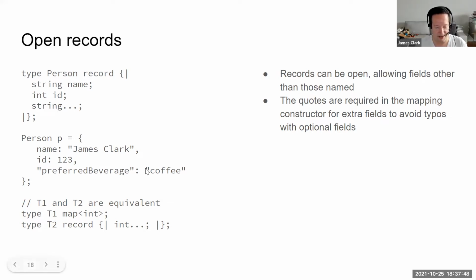And we require you to use JSON syntax here, because otherwise, if you have an optional field and you spell it wrong and you have an open type like this, it's very easy to make typos. So to make it clear that you really want to have an extra field here and you didn't just misspell an optional field, we require you to use double quotes here. And just as arrays are really a special case of tuples, maps are a special case of records. So T1 can be equivalently written as T2.